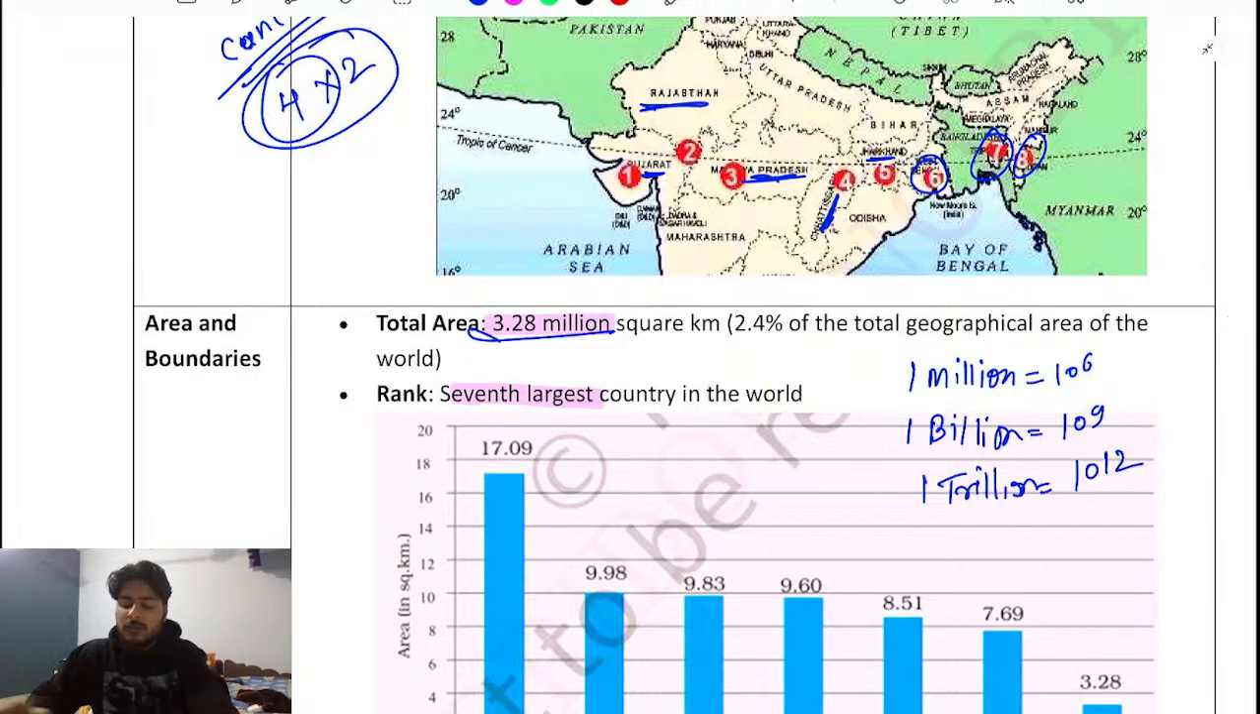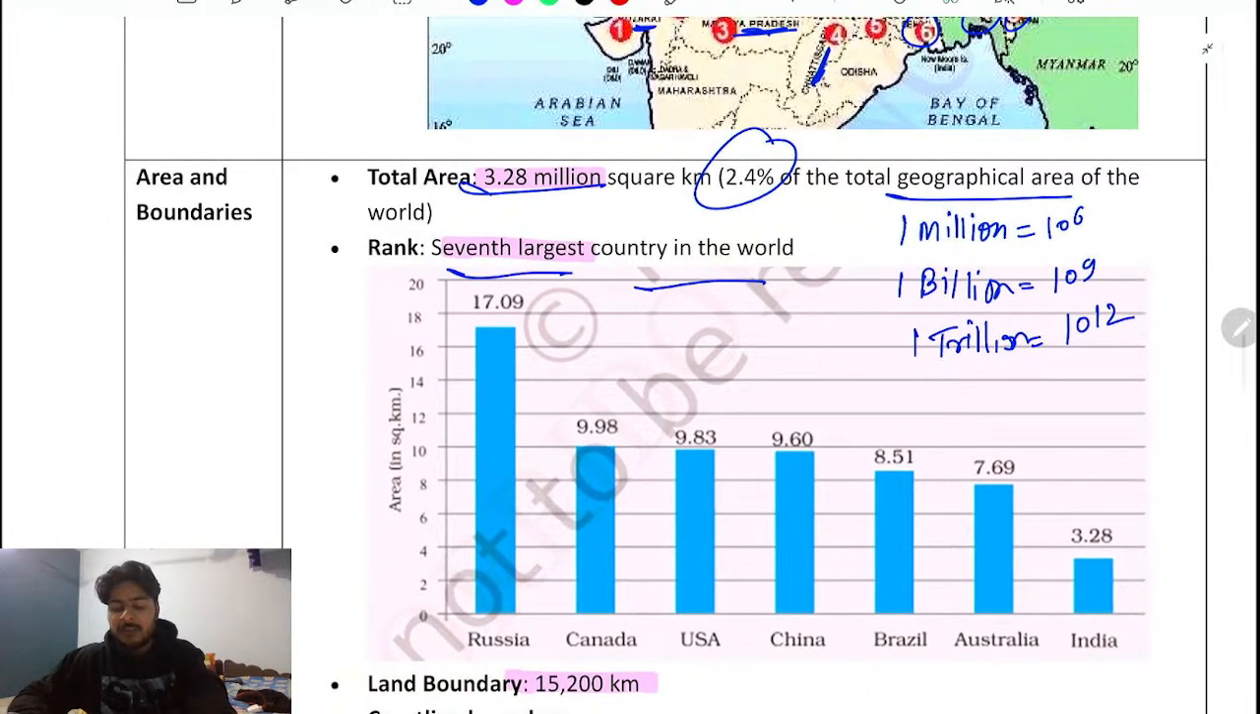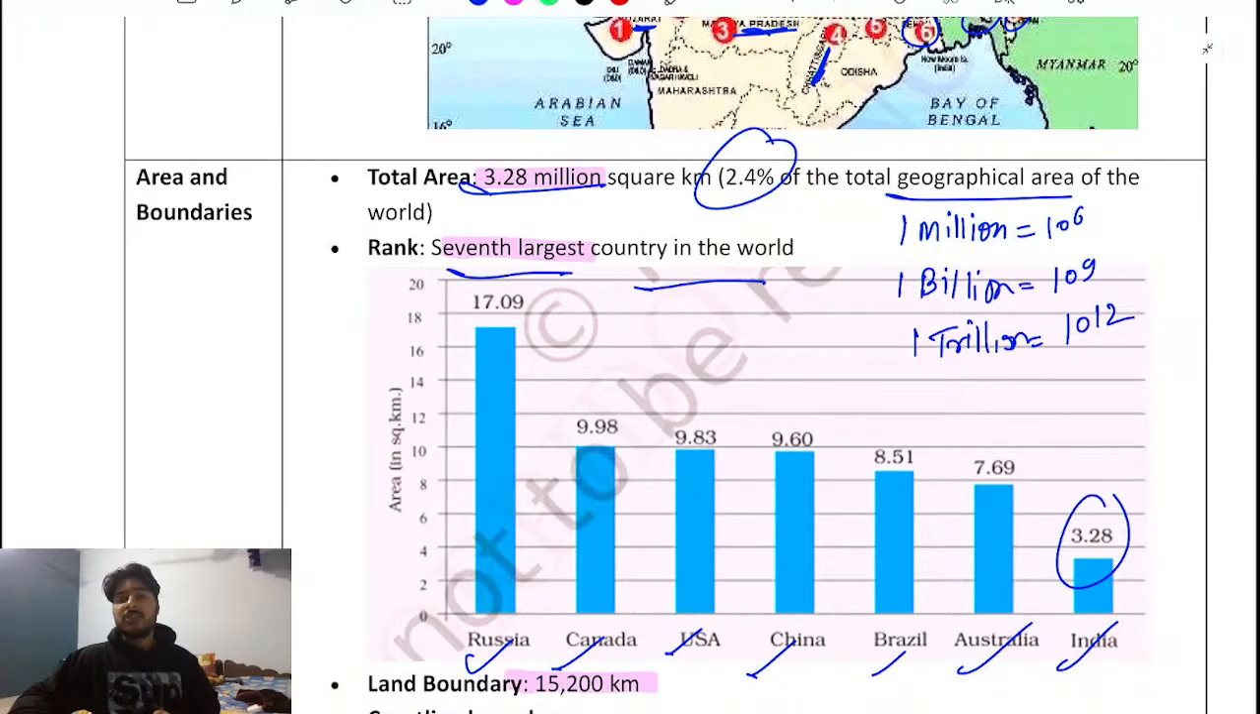Okay? And India's geographical area is 2.4% of the world, and it is the seventh largest country in terms of area. ठीक है ना? In the world, in terms of area, it is seventh largest. First is Russia, then Canada, US, China, Brazil, Australia, and then India, with 3.28 million square kilometers. But in terms of population, it is the first, the most densely populated country. It has basically the maximum population.